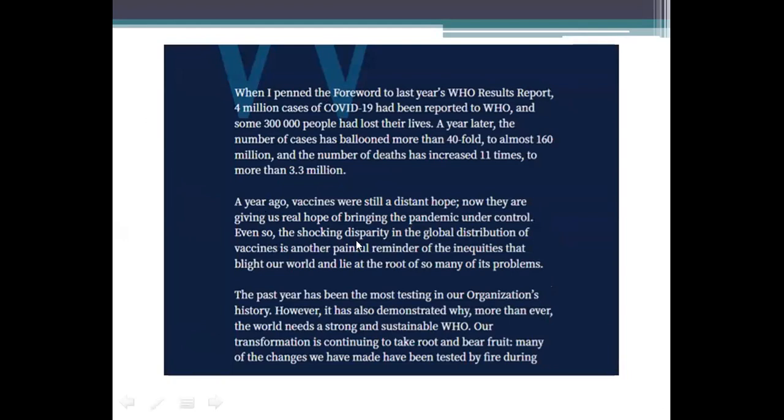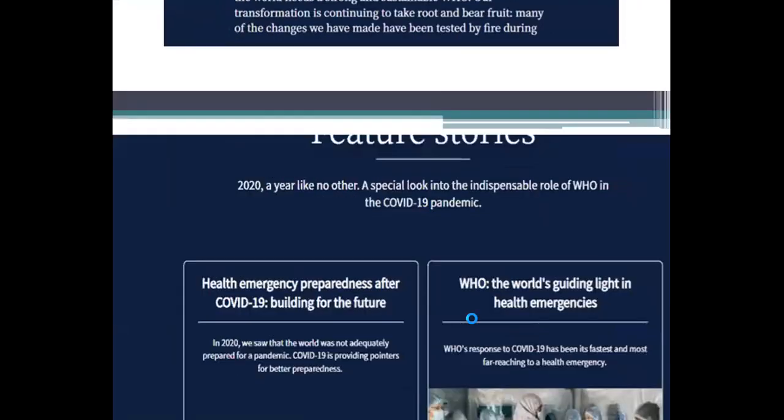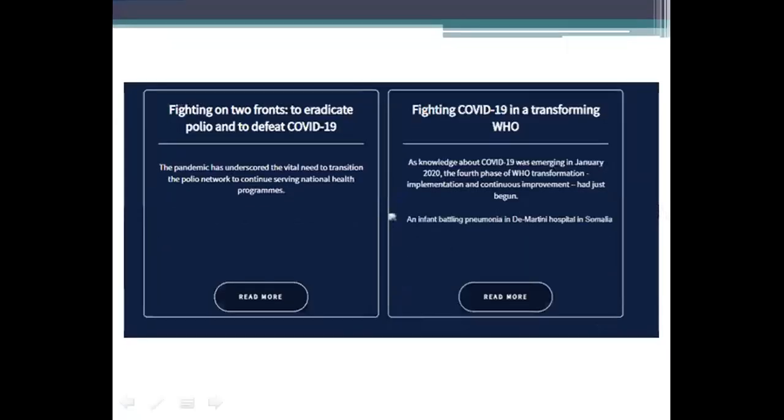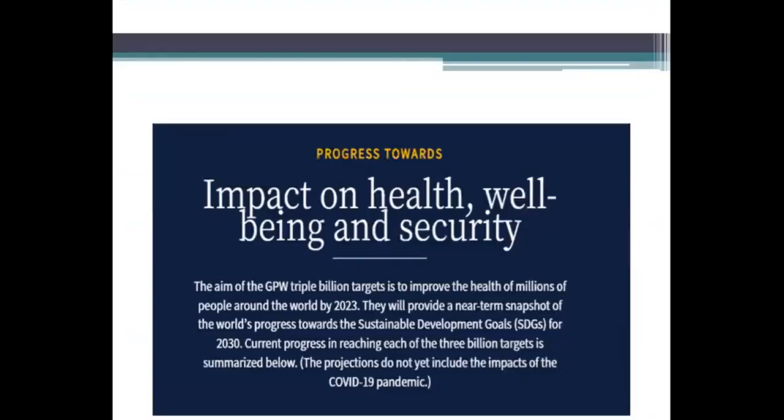Even so, the shocking disparity in global distribution of vaccine is another painful reminder of inequities. The past year, in the WHO mid-year examination, the most testing in our organization's history, has demonstrated more than ever that the world needs a strong and sustainable WHO. It includes the 2020 year in review, a special look into the indispensable role of WHO in the COVID-19 pandemic. It is fighting on two fronts: to eradicate polio and to defeat COVID-19.